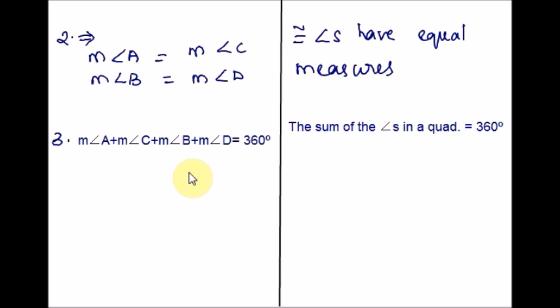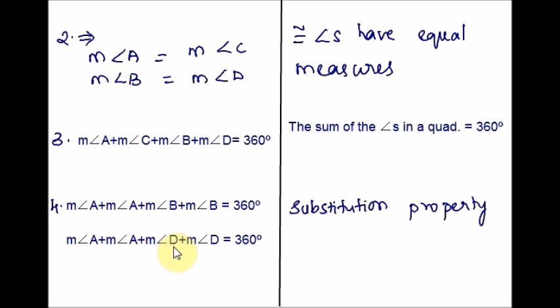Now, let us use the substitution method here. We can substitute statement 2 in statement 3. You can say that angle A is equal to angle C, angle B is equal to angle D. So you can substitute this information in this equation. So you can rewrite this as, I'm going to change C and D as A and B.